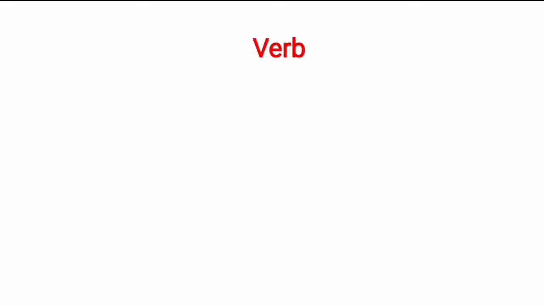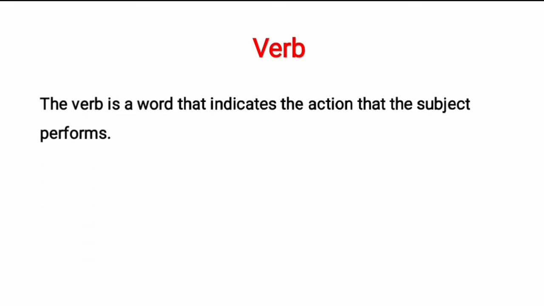Now let us look at the verb. The verb is the word that indicates the action that the subject performs. So the verb indicates the action that the subject performs. In other words, the verb is the action word.